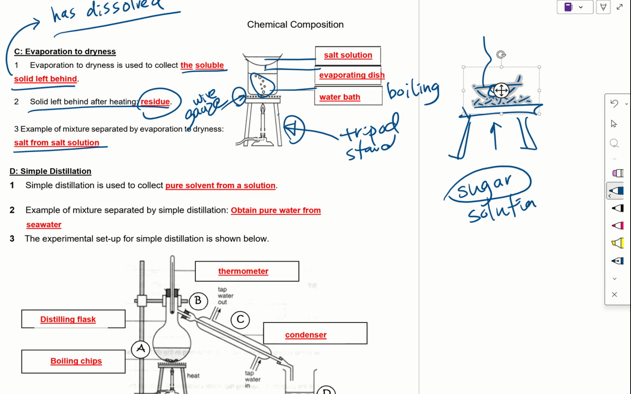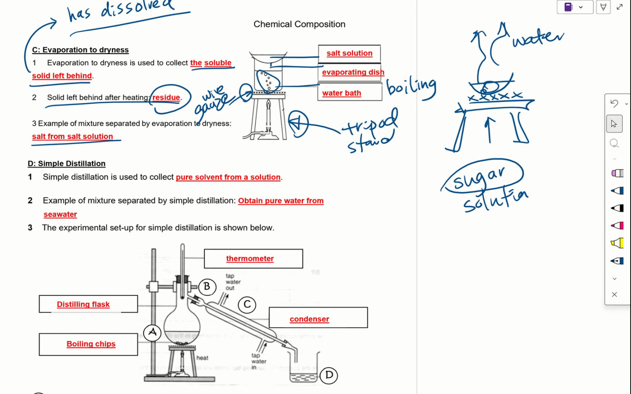If I don't use a water bath, the water evaporates, leaving behind the sugar. And as you know, if you expose sugar to direct heat at too high a temperature, it will actually become charred. It will become carbon. That means we cannot get back the sugar crystals as a whole. Therefore, we will need a water bath.